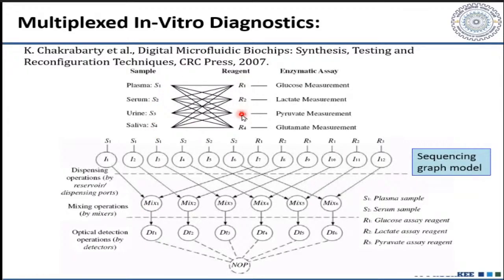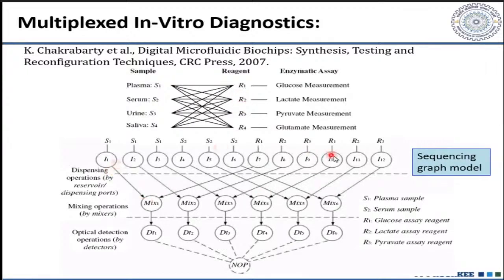For each of these diagnoses, like glucose measurement, lactate measurement, pyruvate measurement or glutamate measurement, you know which reagent has to be used. Now, if you want to do all these diagnoses together at a time, you have to take all the samples, mix them with all the reagents, and then detect at the end. That has been shown in this directed acyclic graph. This graph can be thought of as a single graph if you have a dummy no-operation node at the end and a dummy node for the start operation.